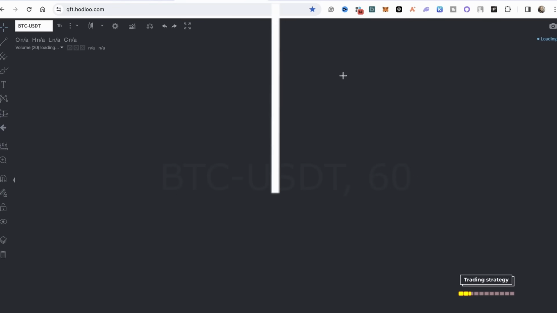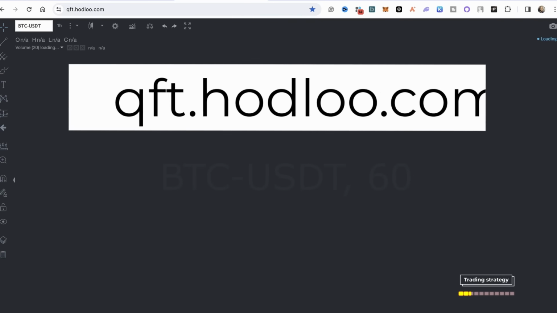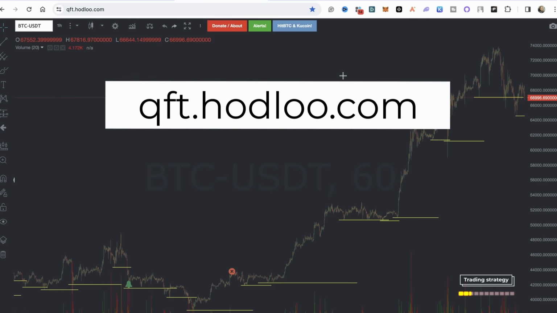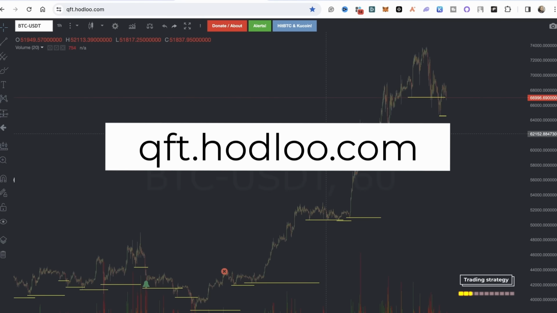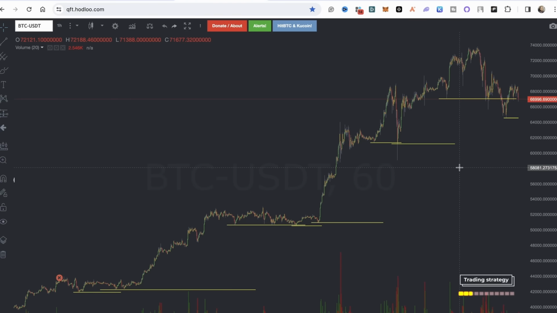So how do you draw this strategy? To make it easy, you don't have to start drawing it. This website I will show you, it's qft.hodlo.com. I'll leave it in the description. So it basically helps to draw the base. It was developed by a guy called Quickfinger Luke. So this is showing the Bitcoin chart in real time.